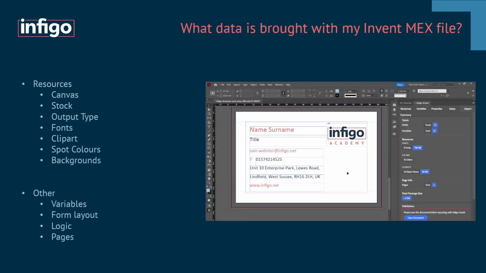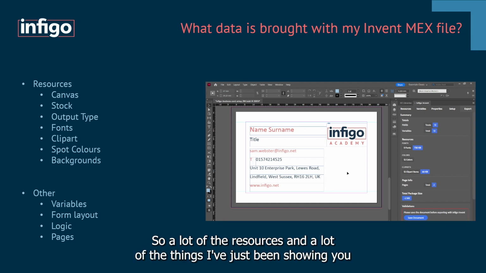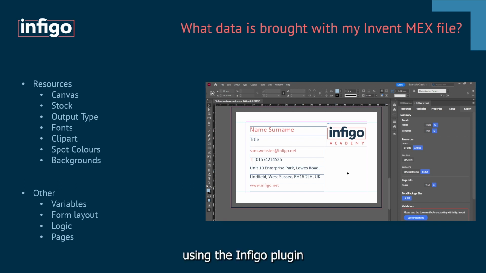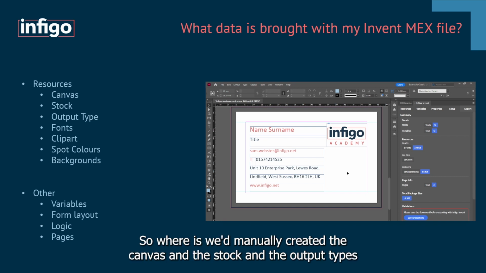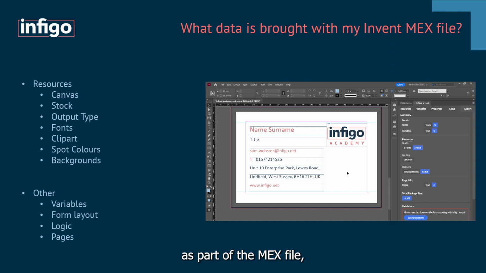Okay, so next we're going to take a quick look at the data that's brought over with your Invent MEX file. So a lot of the resources and a lot of the things I've just been showing you are automatically brought over when you export using the Infigo Invent plugin. And it means that you don't have to manually create them. So whereas we'd manually created the canvas and the stock and the output types, all of that will be automatically extracted from your InDesign file as part of the MEX file.